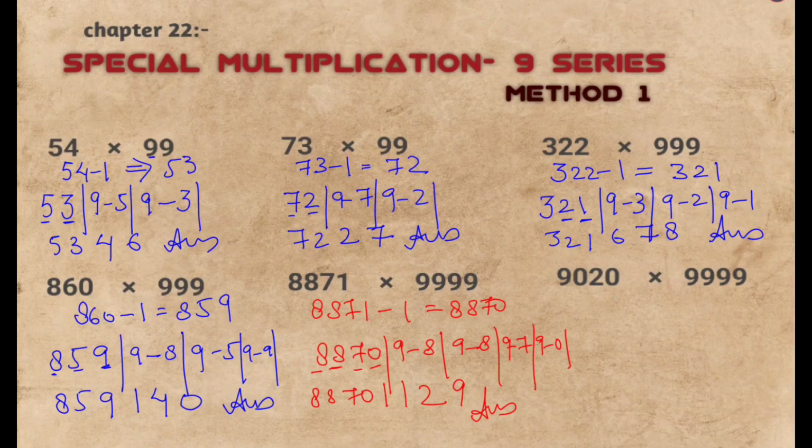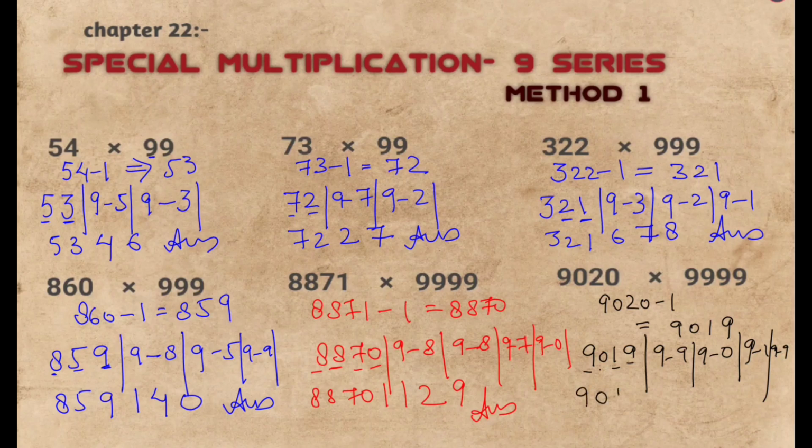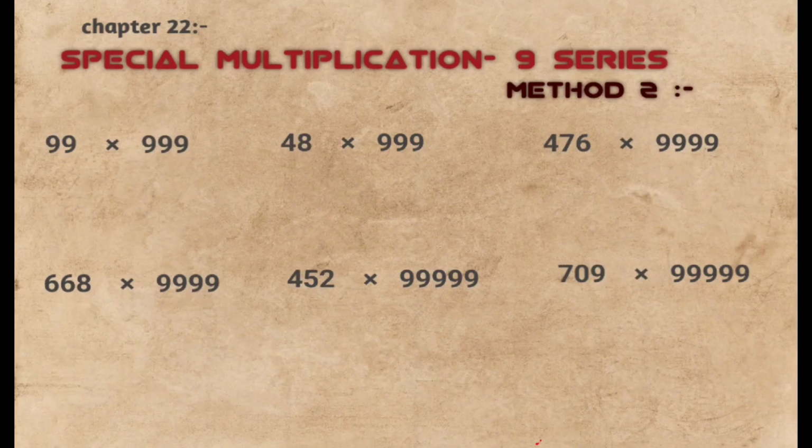Now 9020 multiplied by 9999. Here also subtract 1 from 9020. 9020 minus 1 gives you 9019. Now write 9019. Now here 9 minus this 9, then 9 minus 0, then 9 minus this 1 and in the last 9 minus 9. So here we get 9019. 9 minus 9 gives you 0, 9 minus 0 gives you 9, 9 minus 1 gives you 8 and 9 minus 9 gives you 0. So 90190980 is the answer.